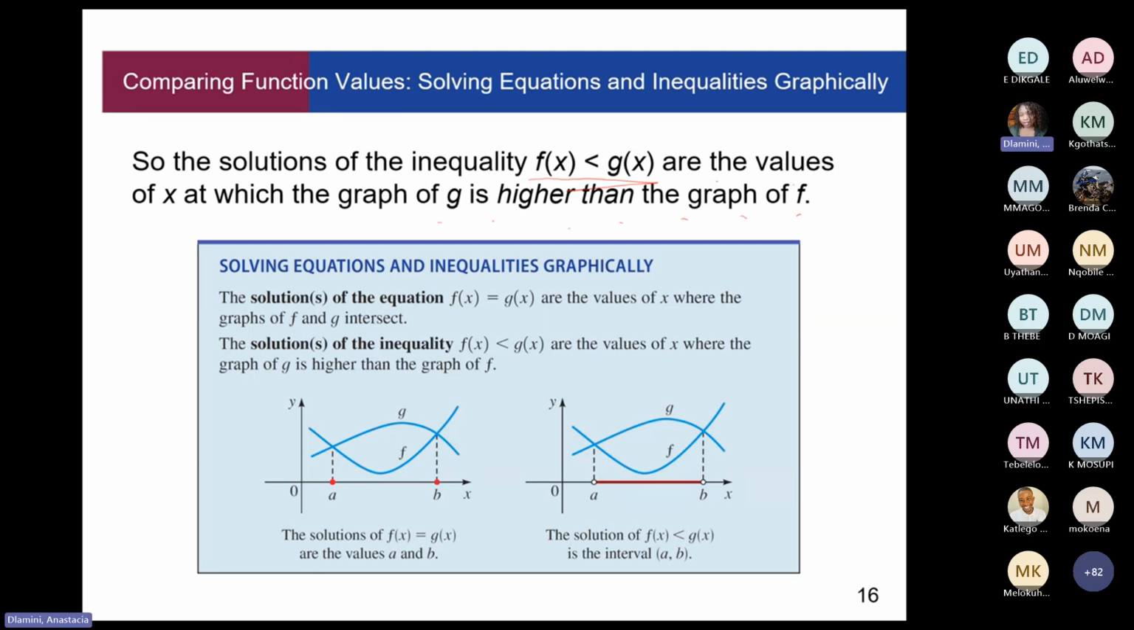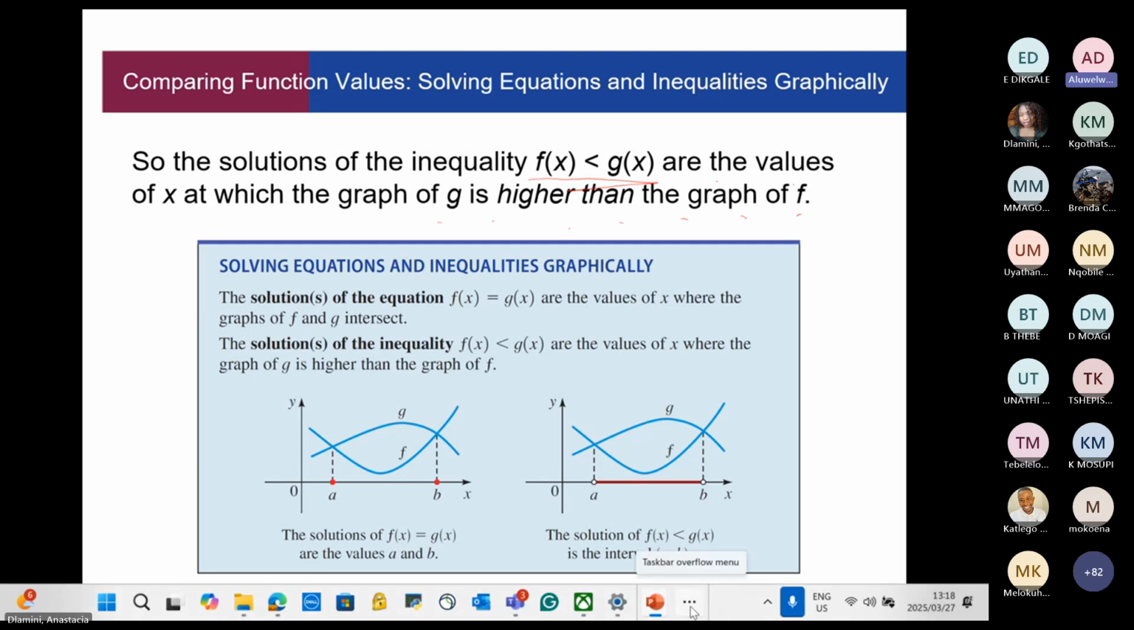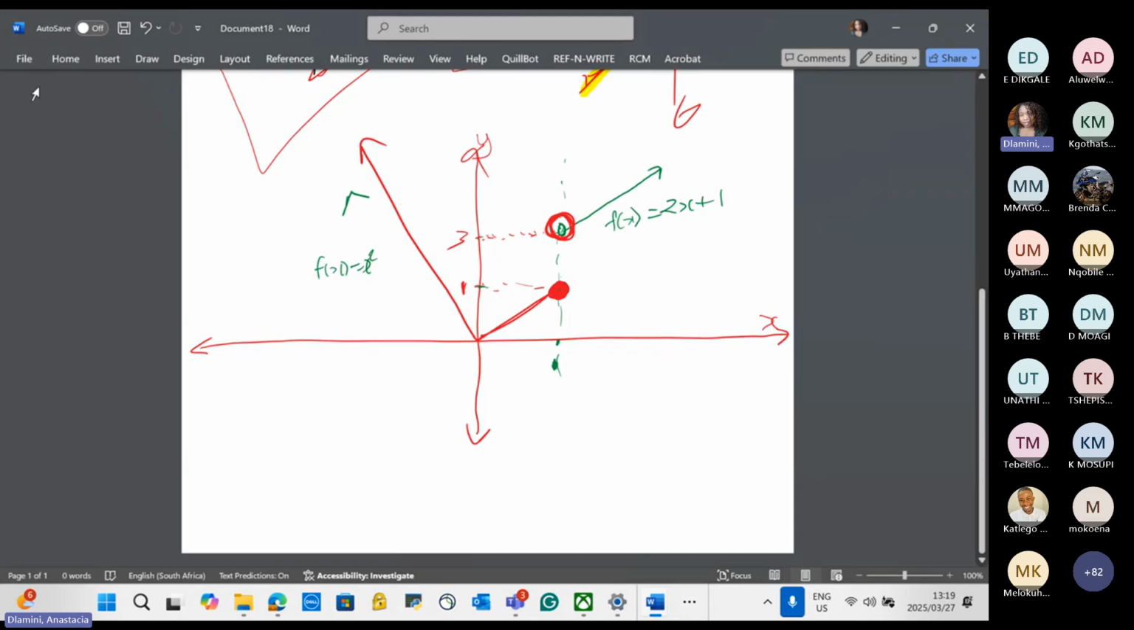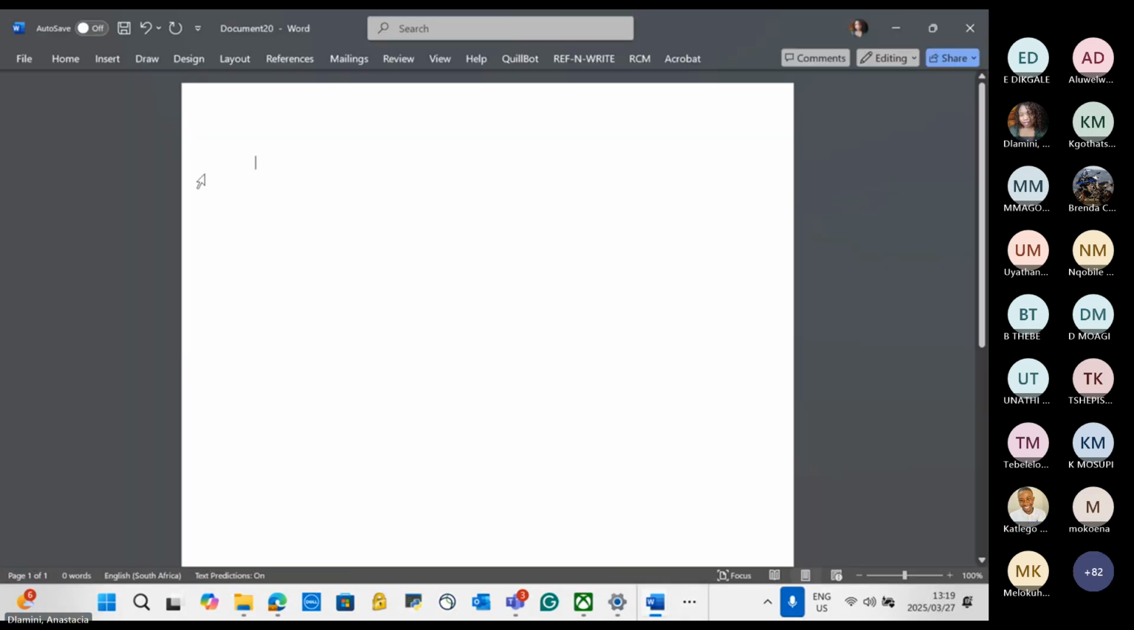Does it make sense, or I need to go deeper? It makes sense, ma'am. Go deeper. Okay, let me go deeper. Oh, deeper, mama. Yes, definitely.